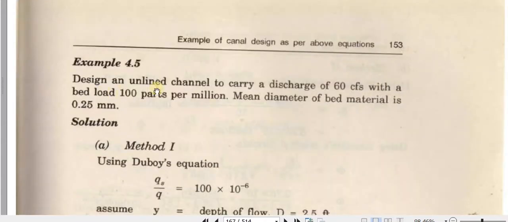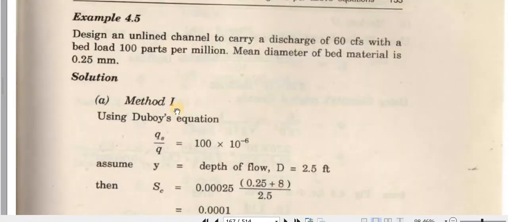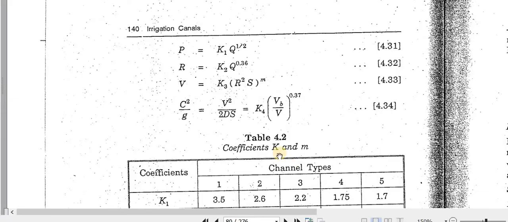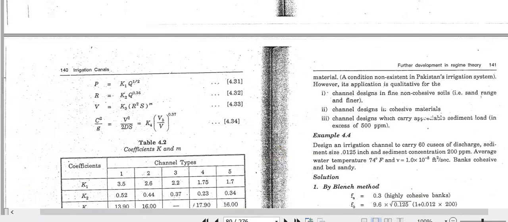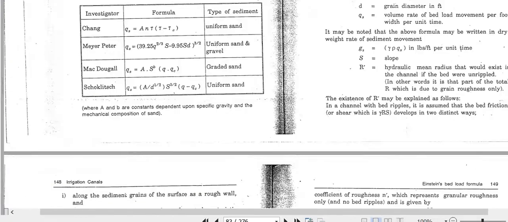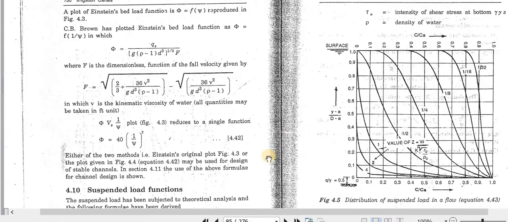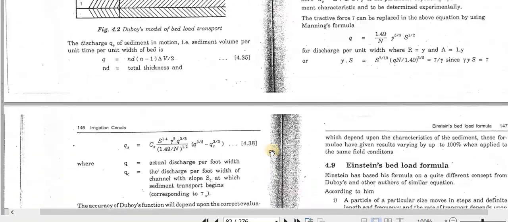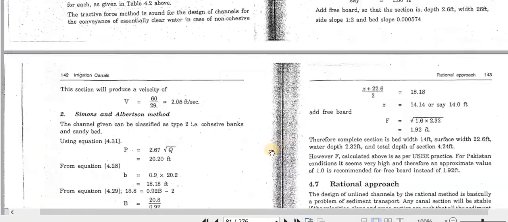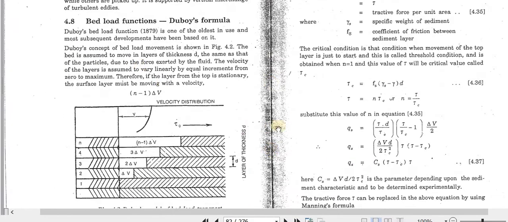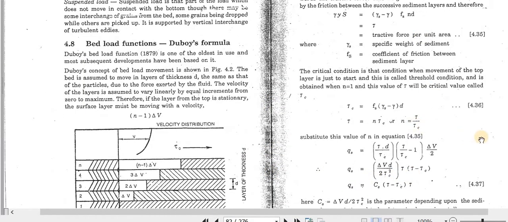So example 4.5, and we will solve this example using multiple equations as we studied. Design an online channel to carry a discharge of 60 cubic feet per second with a bed load of 100 parts per million. Mean diameter of bed material is 0.25 millimeter. Method 1, Dubai's equation. So we have to open Dubai's equation in this separate book, so that we can see the equations when we solve the numerical. And this is Dubai's equation. These are the equations.